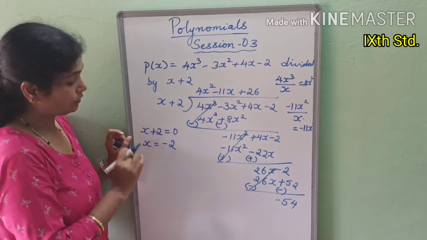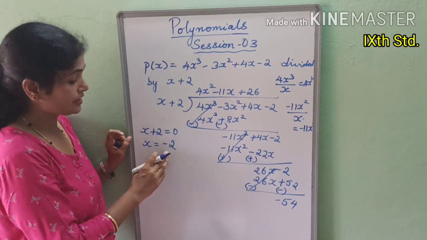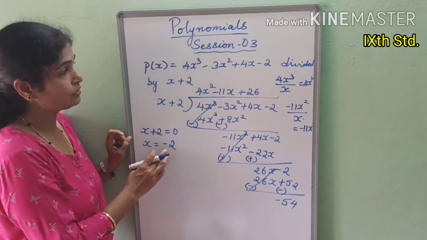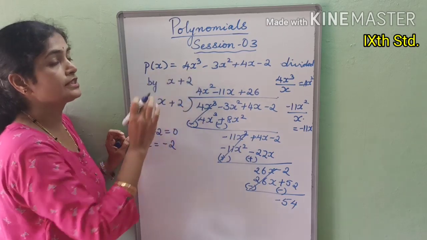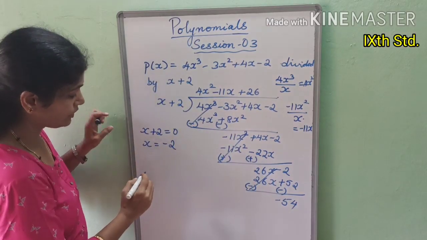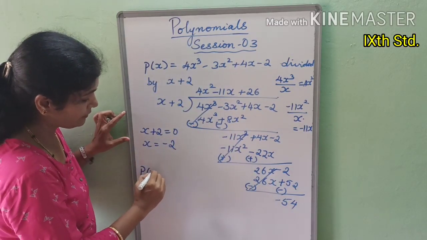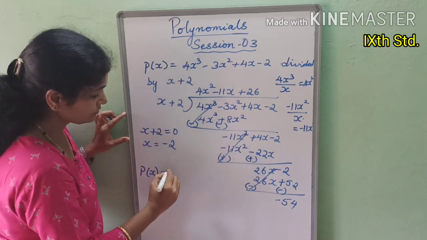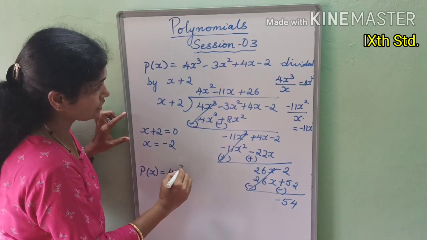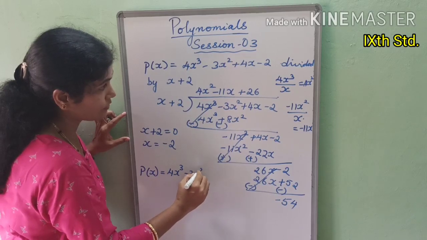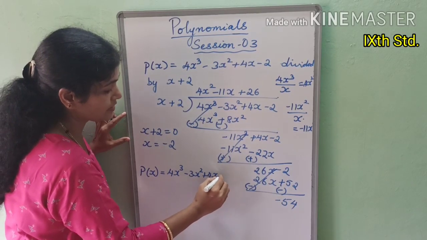Fine. Now x is equal to minus 2 is there, no? This value, let's substitute in this p of x and see. Okay, what is our p of x? Our p of x is equal to 4x cube minus 3x square plus 4x minus 2.